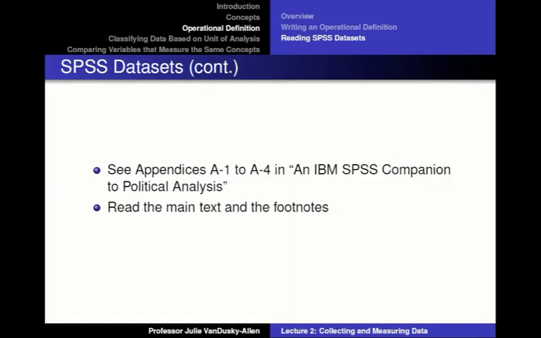Luckily, your IBM SPSS Companion to Political Analysis has the code books for all of the datasets in appendices A1 to A4 at the end of the book. When you read these appendices, make sure to read the main text and the footnotes for more information.